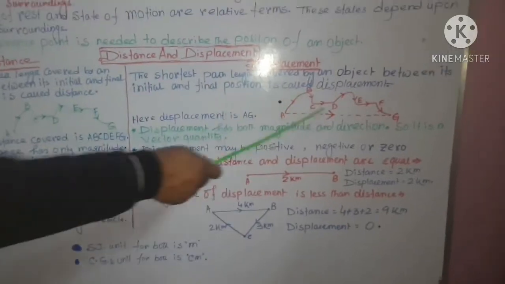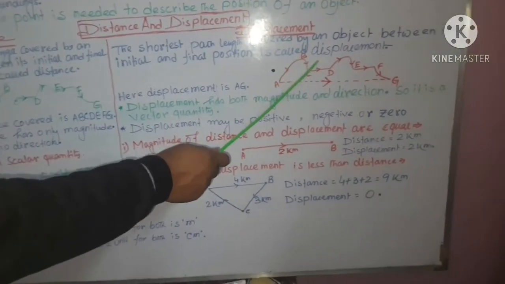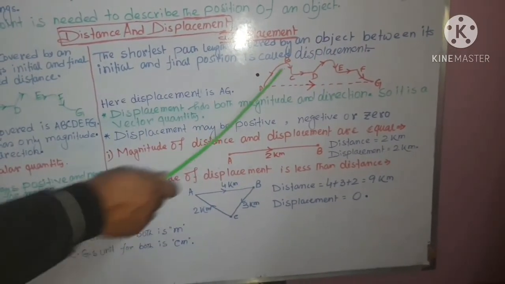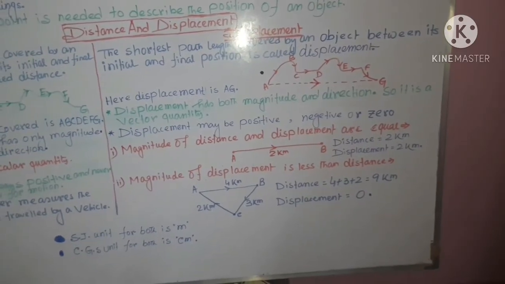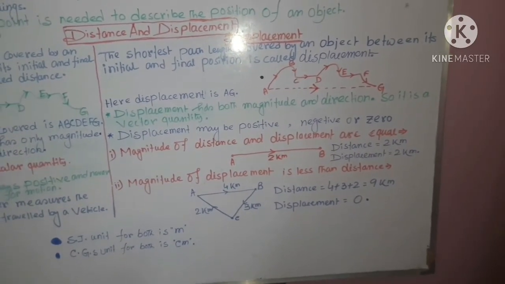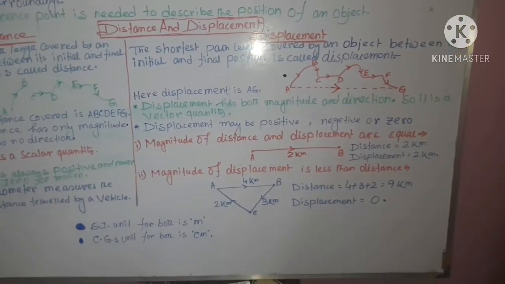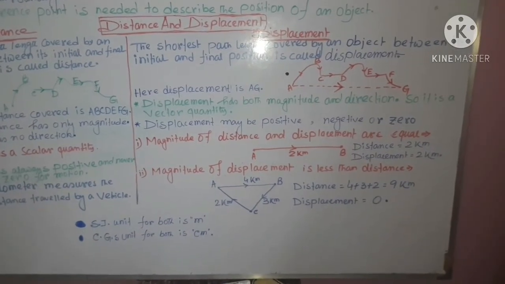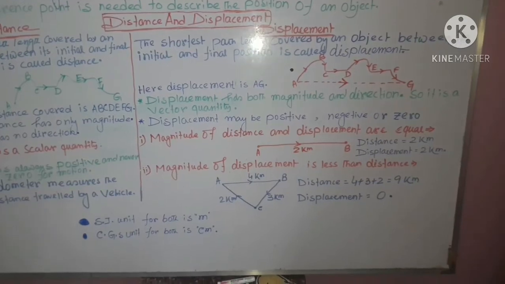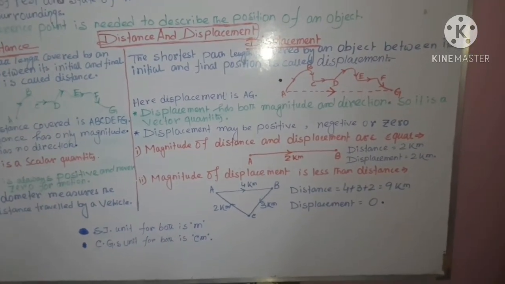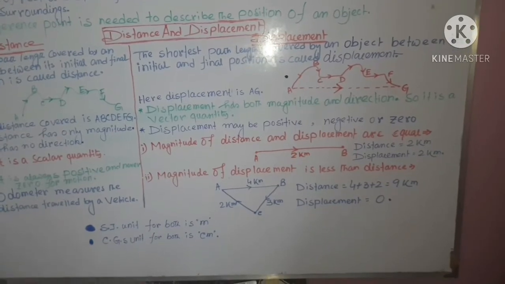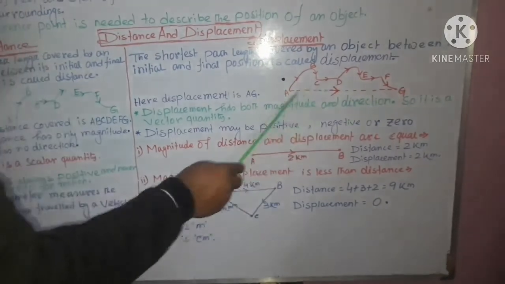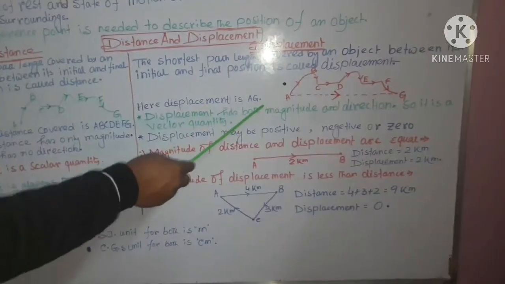Take the same example over here. A to B, B to C, C to D, D to E, E to F, F to G. But what is the displacement over here? In the definition I say it is the shortest path length from initial to final position. Remember one thing, whatever may be the nature of the path followed by the object during the motion, the shortest path length is the straight path from initial position to final position. That's why here the displacement is A to G, that straight path AG is the displacement.